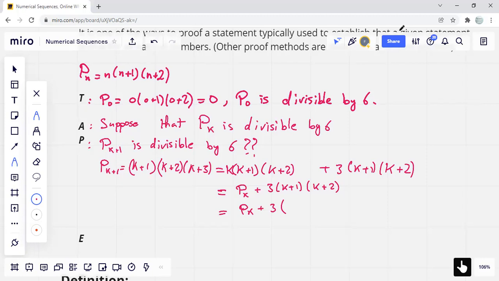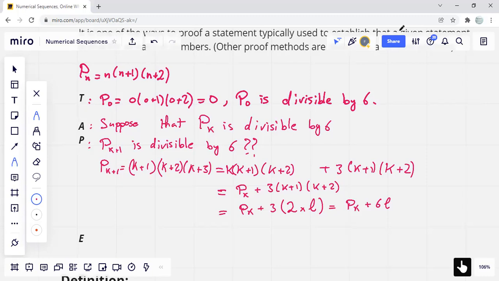Okay, so because one of them is even, and one of them is divisible by 2, the product is divisible by 2. So this can be written as 2 times some natural number. We can call it L, M, whatever you want. Now 3 times 2 is what? 6, of course. So pk plus 6L. Now since pk is divisible by 6 and 6L is divisible by 6, then pk plus 1 is divisible by 6.